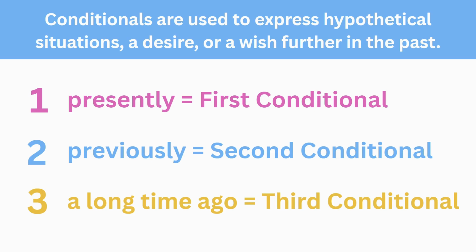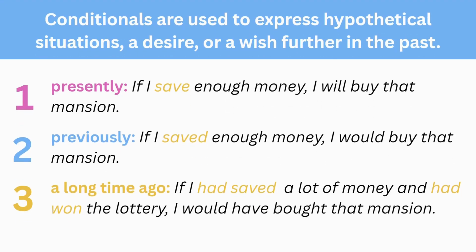Let's look at some examples. 1. Presently. If I save enough money, I will buy that mansion. 2. Previously. If I saved enough money, I would buy that mansion. And 3. A long time ago. If I had saved a lot of money and had won the lottery, I would have bought that mansion.